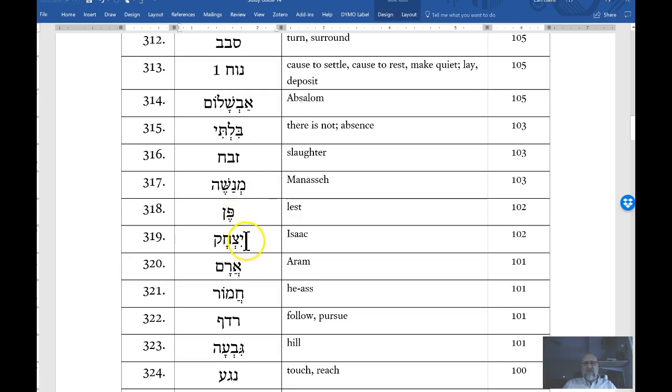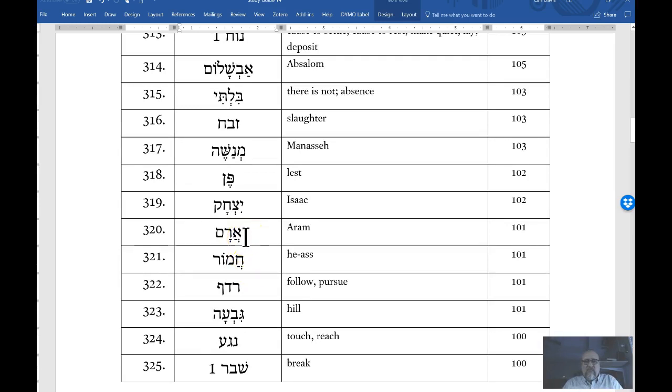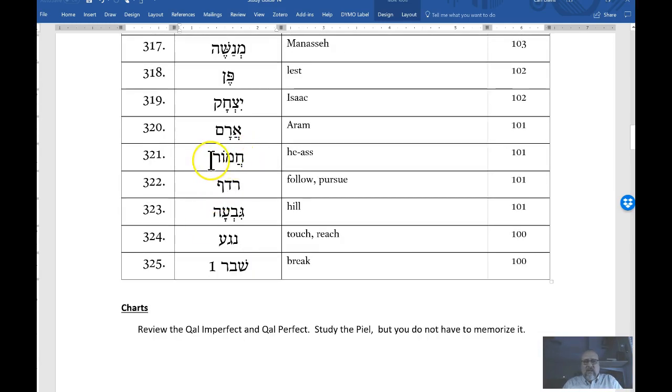Pen is lest. Yitzhak looks like the verb form, he laughs, or the meaning of his name. Aram. Chemor is he-ass. I wonder if it carries the connotation in English that the word jackass carries, because when Dinah is raped by Shechem, Shechem means the shoulder. Shechem's father is Chemor, and you wonder if there's some kind of artistry there, that these are difficult people.